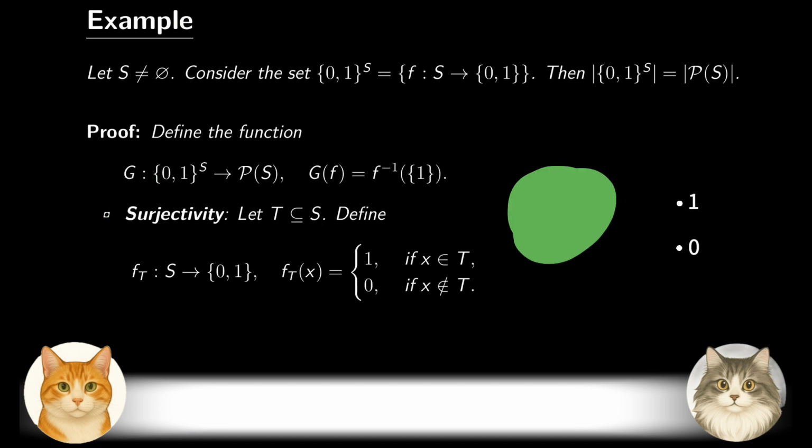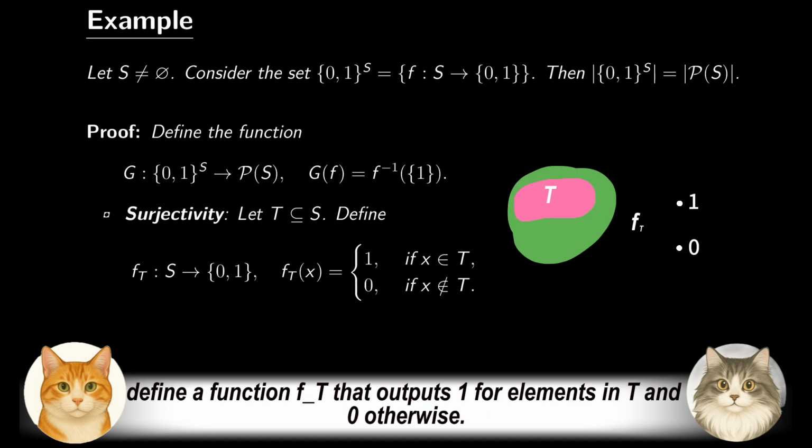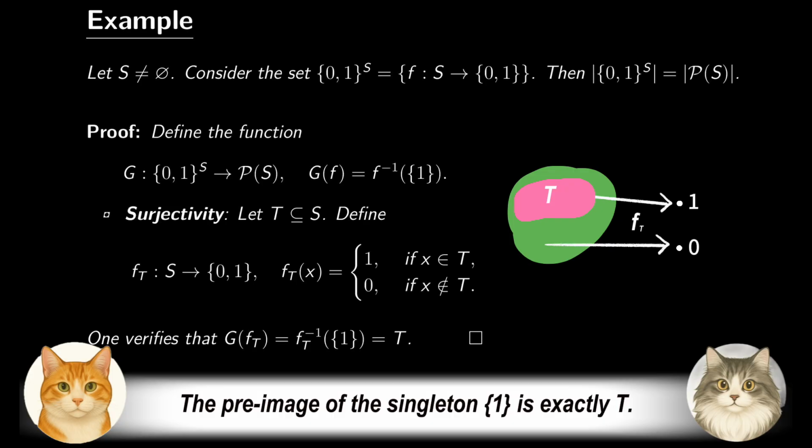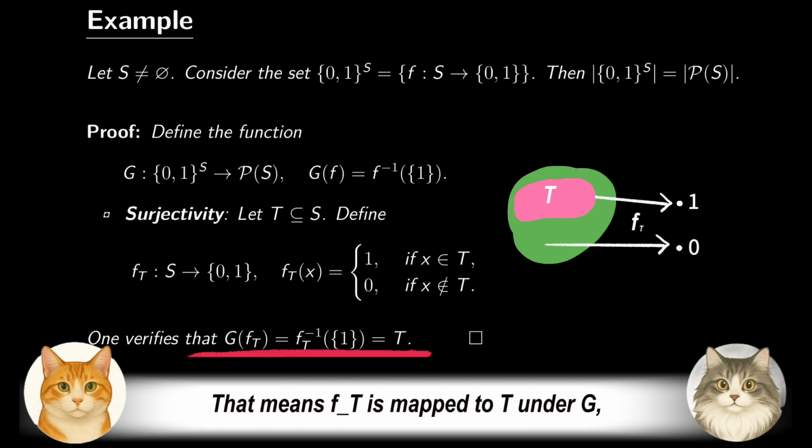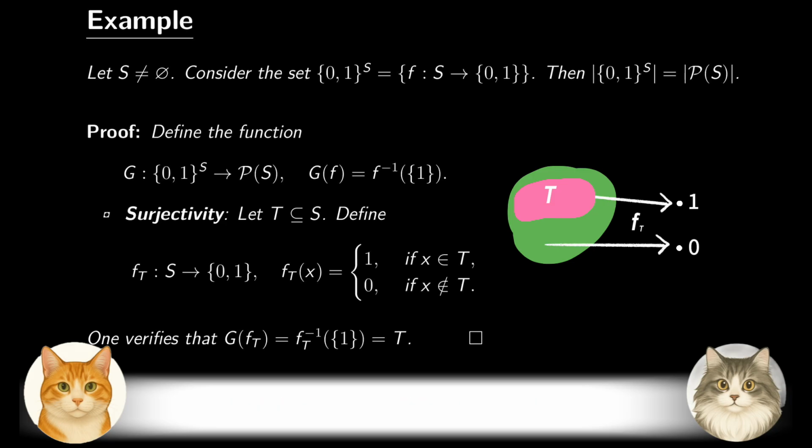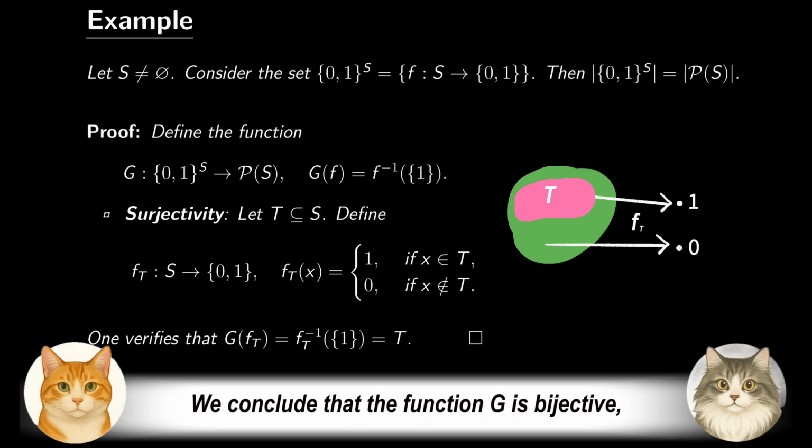For surjectivity, given any subset T of S, define a function f_T that outputs 1 for elements in T and 0 otherwise. The preimage of the singleton {1} is exactly T. That means f_T is mapped to T under G, and the map is thus surjective. We conclude that the function G is bijective, therefore the equinumerosity of the two sets.